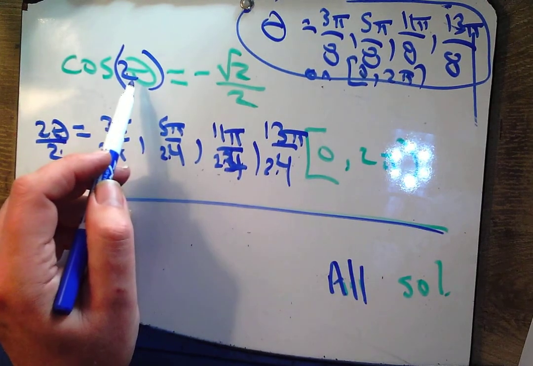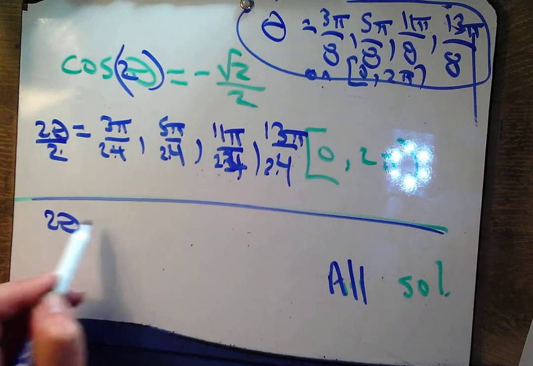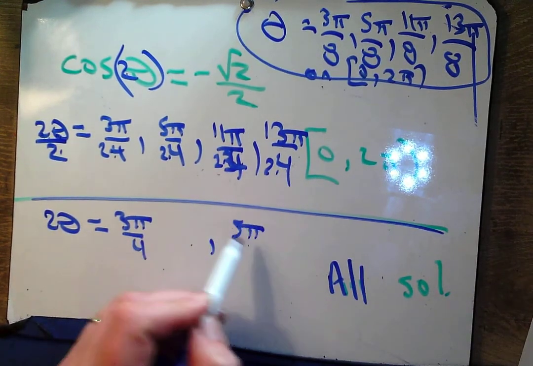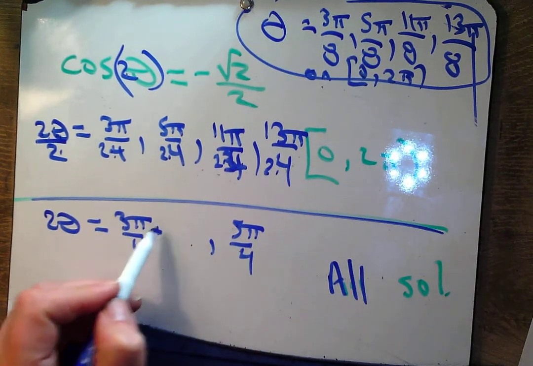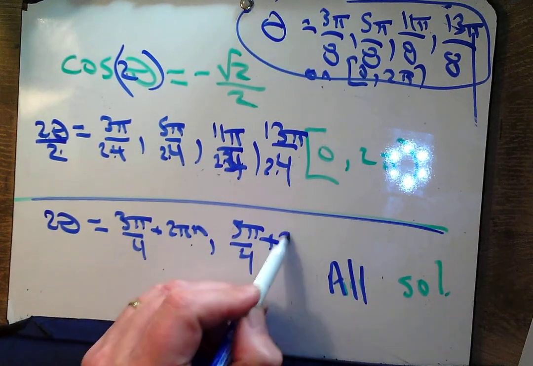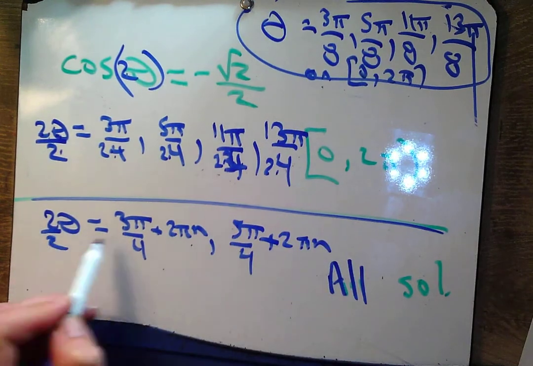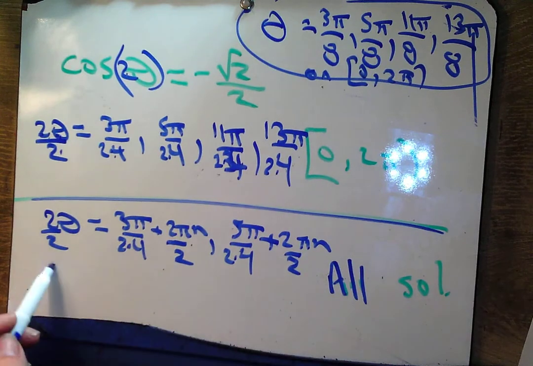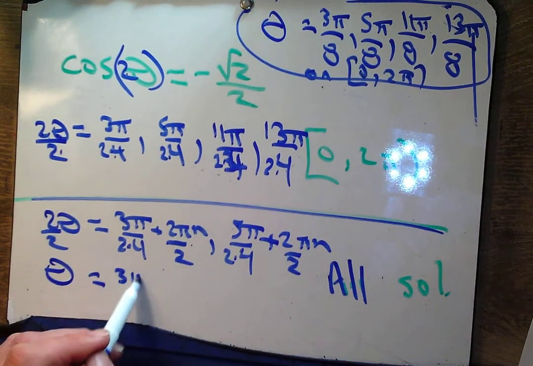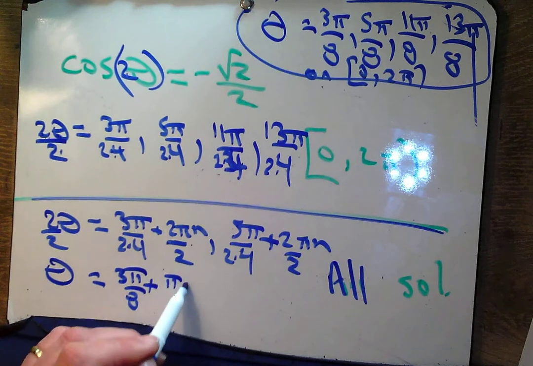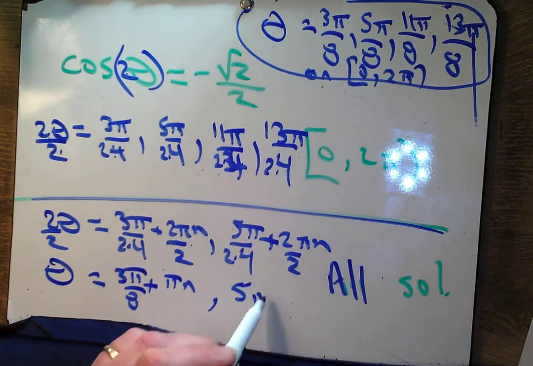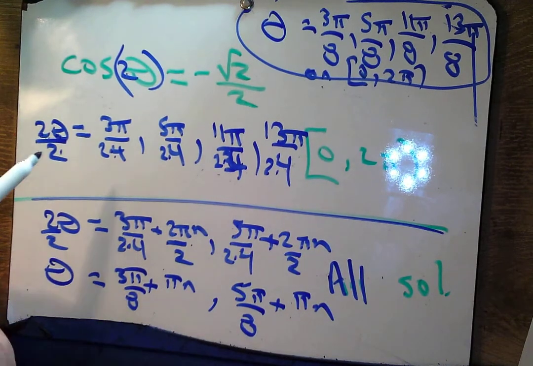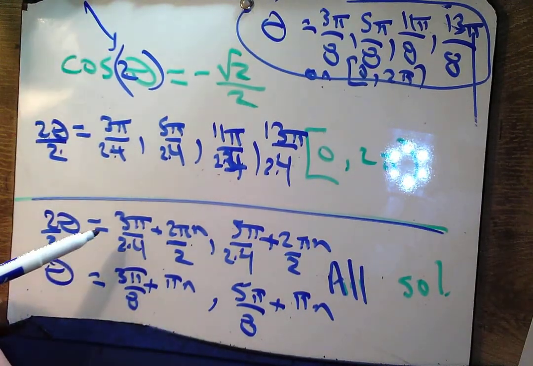Picking up solutions, I just go around once. 2 theta equals 3 pi over 4 and 5 pi over 4. Don't forget those plus 2 pi n's, but now divide everywhere by 2. And so we get 3 pi over 8 plus pi n, and we get 5 pi over 8 plus pi n. So here I have to go around the unit circle that many times.